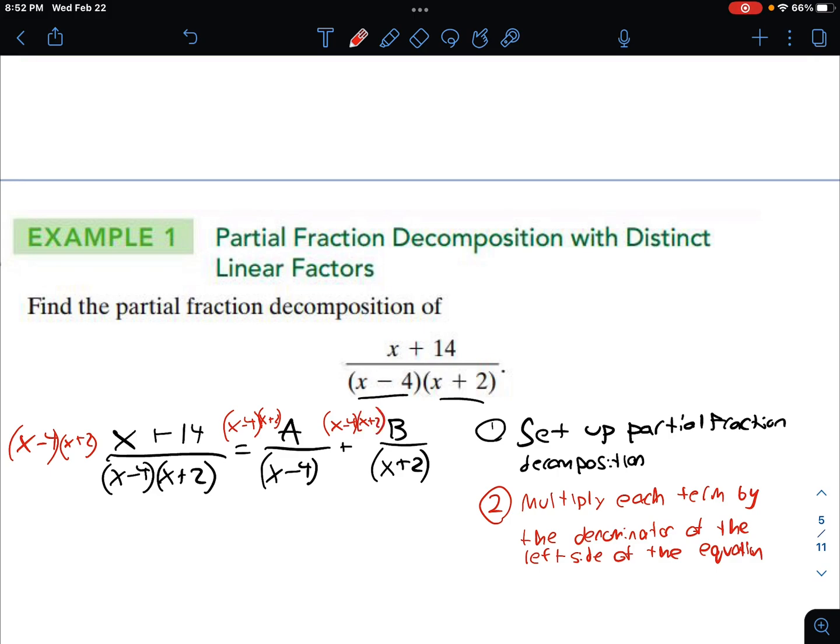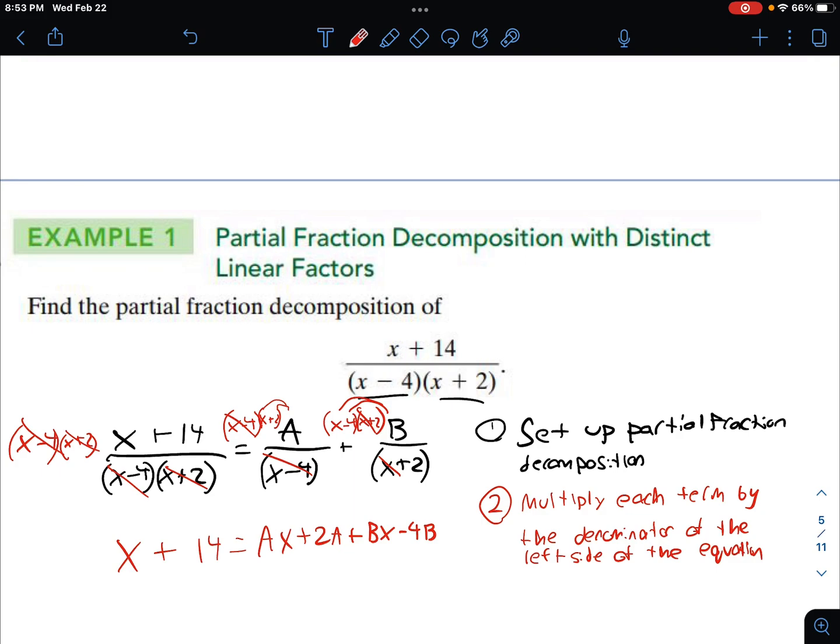Once you guys get this, we're going to go through and cancel all of the things that they have in common with the denominators. So x minus 4 cancels, x plus 2 cancels. We're left with x plus 14 on the left-hand side. On the right-hand side, we're going to be left with x plus 2 times A, and we're going to distribute and get Ax plus 2A. For the last term, we cancel out x plus 2, and we distribute B, and we get plus Bx minus 4B.